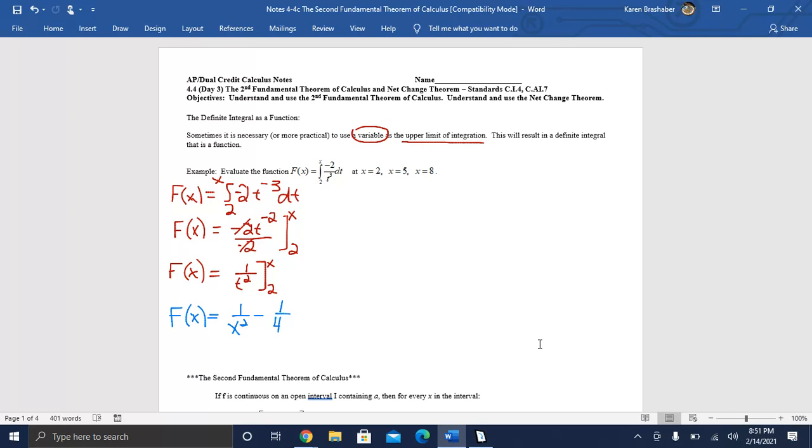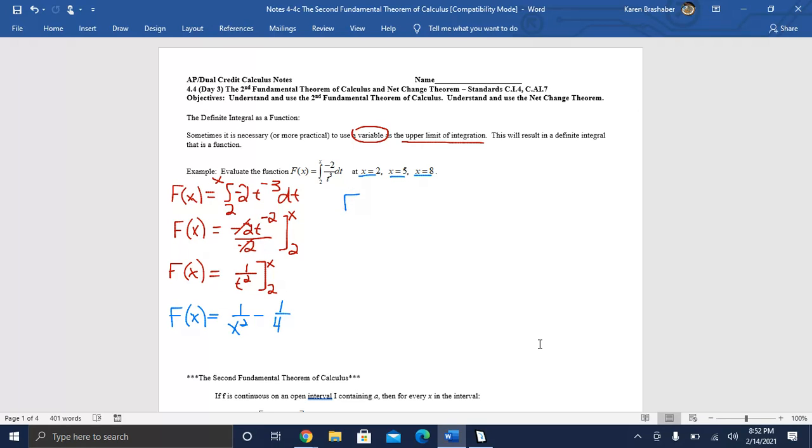Now, with that, as we change values of x, rather than our alternative, which would have been to integrate for this first x from 2 to 2, and then doing a second problem integrating from 2 to 5, and our third problem integrating from 2 to 8, we instead have created a function where we simply have to plug in the 2 and the 5 and the 8 for the x into the already integrated function.